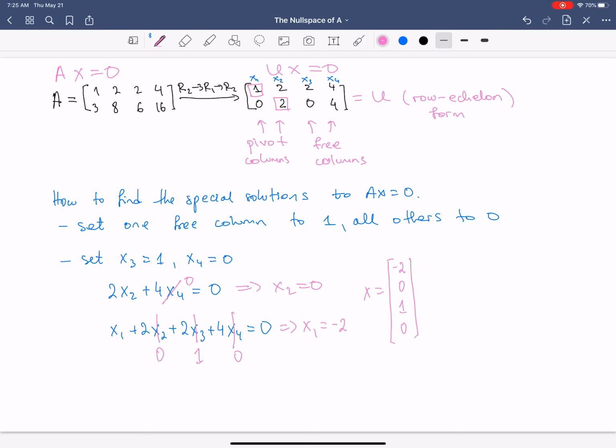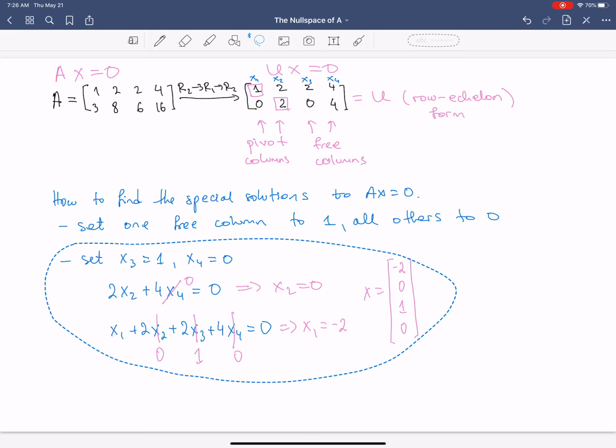Before we continue, let's confirm that this truly works. So let's look at the second row. This row, dot product with this column vector, what do we get? Well, it is obvious that these two, their dot product gives us 0, because wherever we have non-zero here, we have a 0 there, and vice versa. So 0 times -2 is 0, 2 times 0 is 0, 0 times 1 is 0, 4 times 0 is 0. So that works. Now, what about the second special solution?